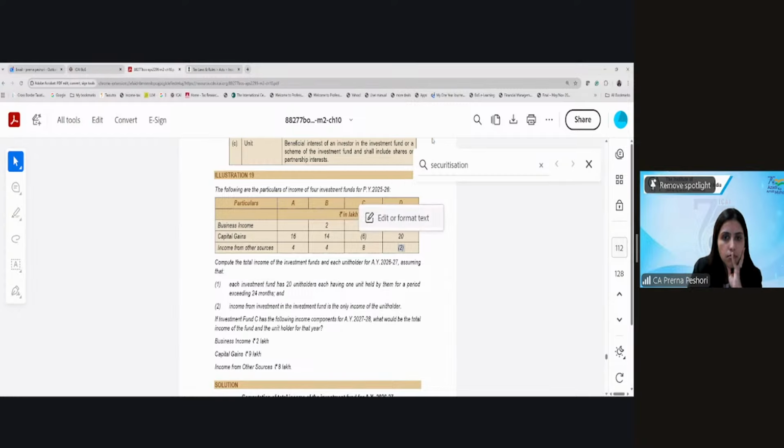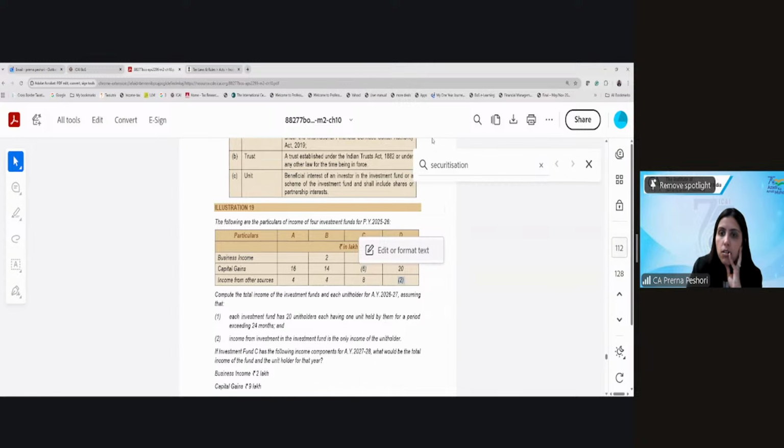So 3 lakhs will be PGBP income for the trust, and 20 lakhs will be passed through, 1 lakh for each investor. Correct. So this 2 income from other sources will be first set off against the other head.